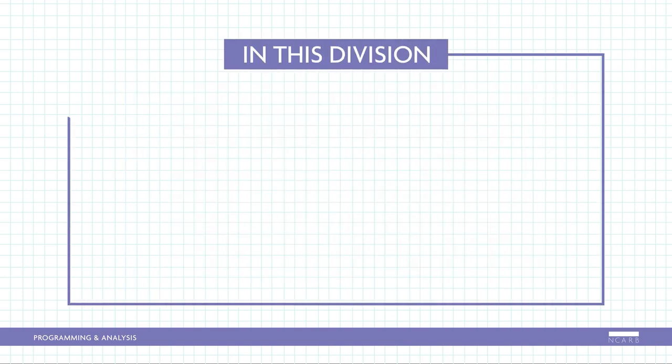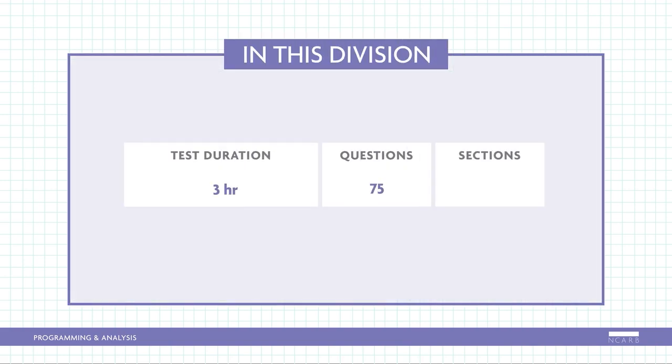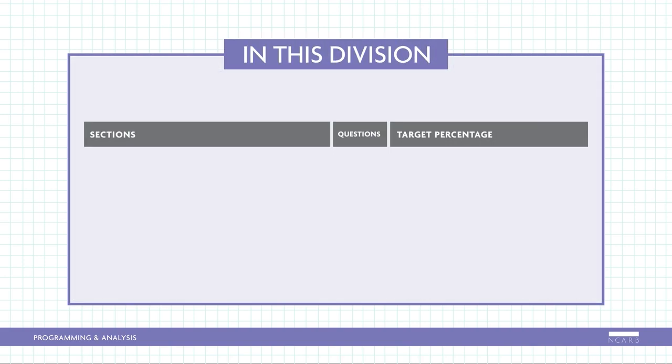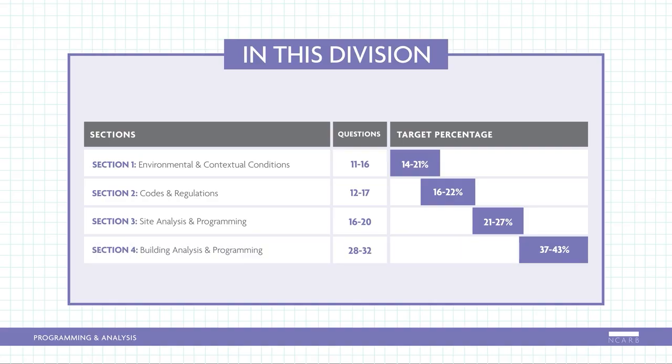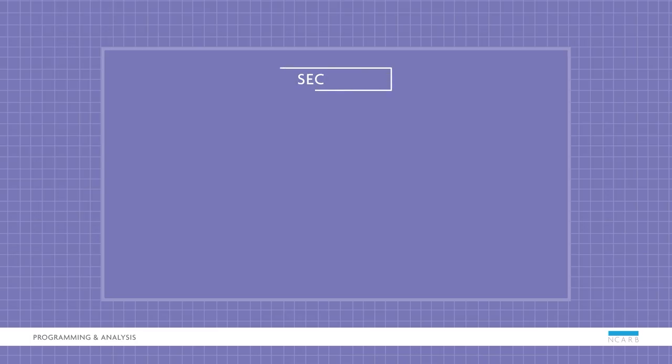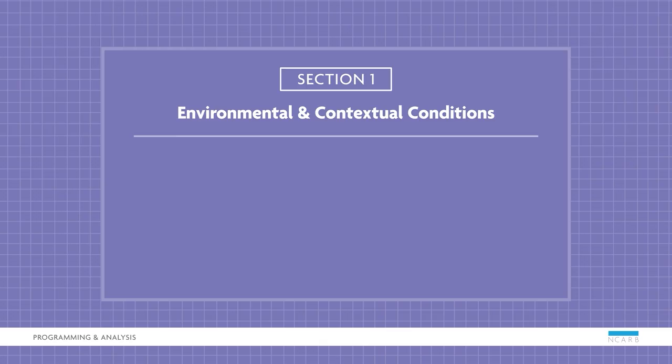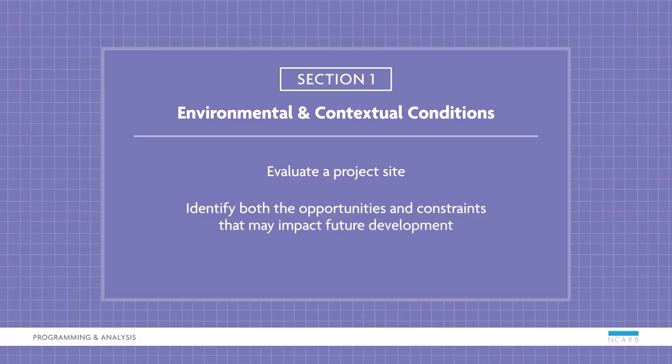You'll have 3 hours to answer 75 questions in this division, which includes sections on environmental and contextual conditions, codes and regulations, site analysis and programming, and building analysis and programming. In the environmental and contextual conditions section, you'll evaluate a project site and identify both the opportunities and constraints that may impact future development. Let's look at a sample question.